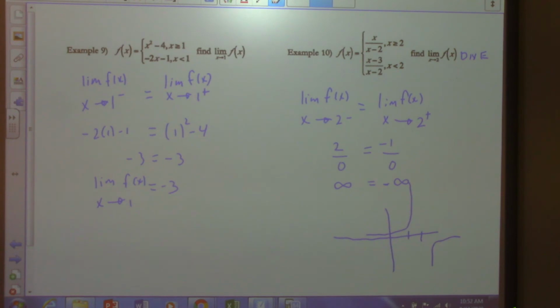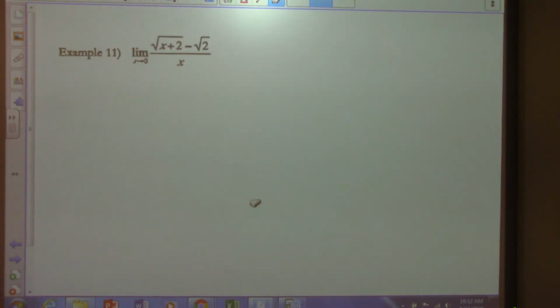Okay, let's go on ahead here. Example 11, where's example 11? That's example 10. Example 11.